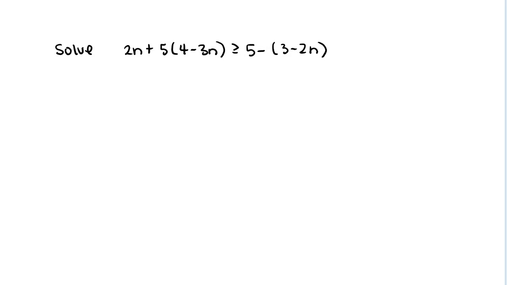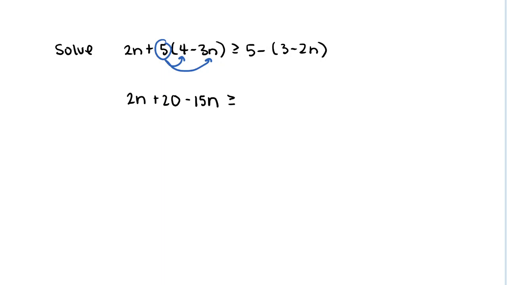So how do we simplify the left side? Well, we can distribute. Right, and how do we simplify the right side? Well, here, maybe let's talk about that in a moment. Let's do the left side first. This is 2n, and then 5 times 4 is 20, so plus 20. 5 times minus 3n, that's going to be minus 15n. So that's the left side.